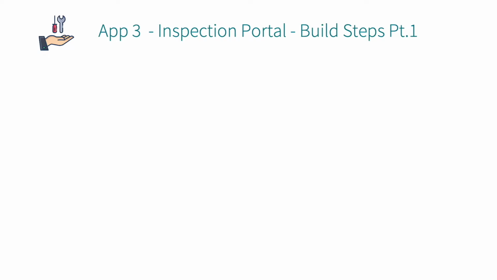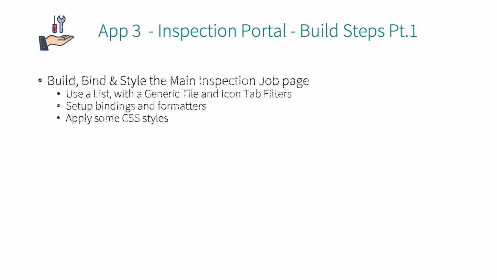So within this set of videos, we'll start by building, binding and styling the main inspection job page. We'll use a list with a generic tile and some icon tab filters. We'll set up the bindings and the formatters across these, and then we'll apply some CSS styles on top.